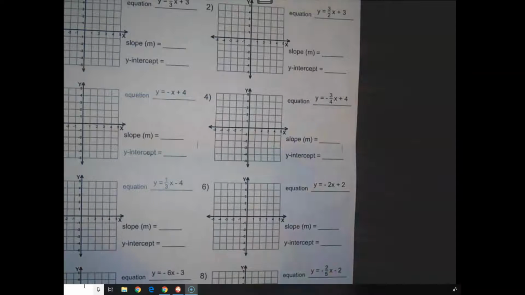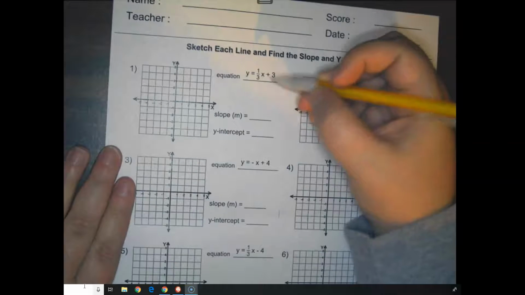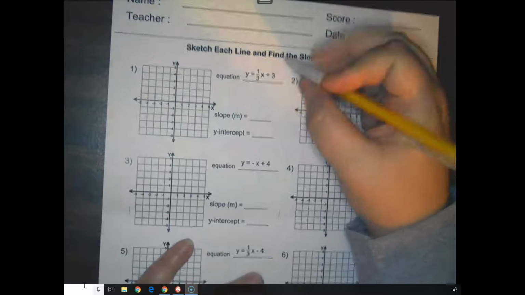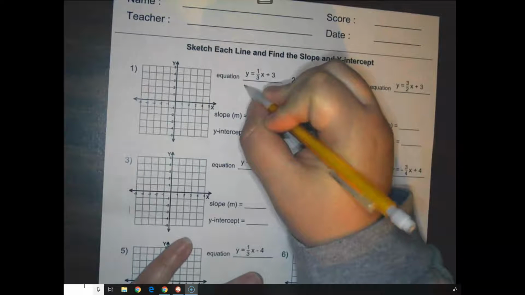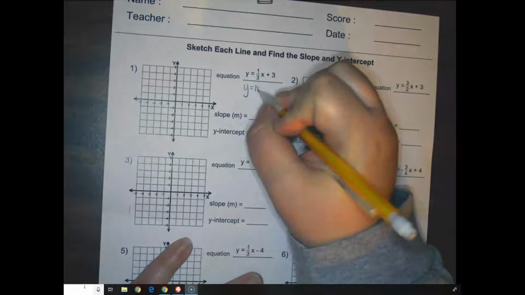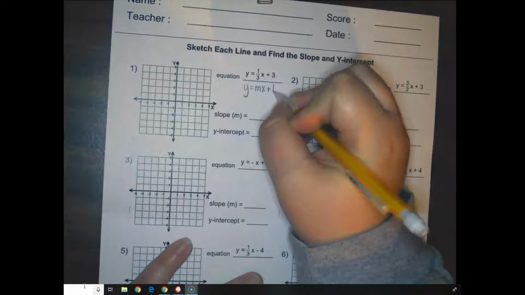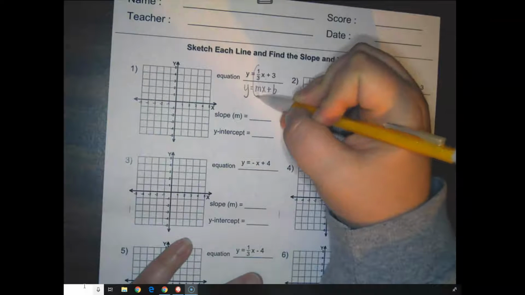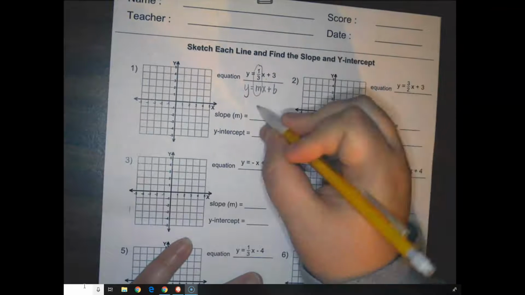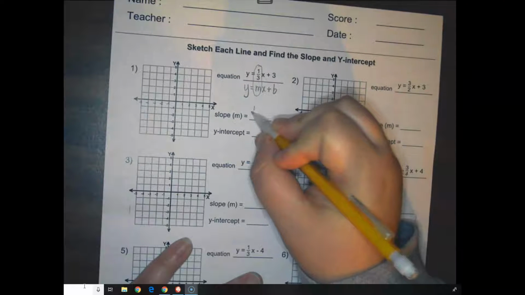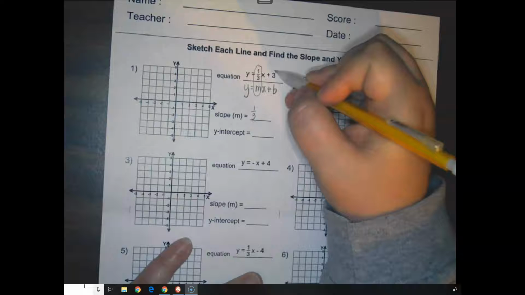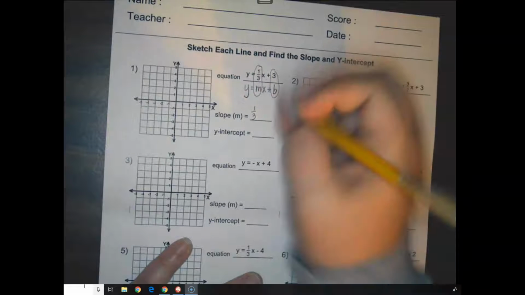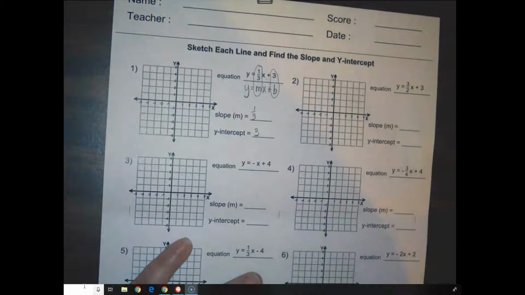All right, so we're going to start on this. We're going to start with our equation. We have y equals 1/3 x plus 3. So this is going to be y equals mx plus b. Our m is our slope, so whatever number is in front of that x is my slope, so 1/3. And this 3 is my b, so that's my y-intercept. Okay?